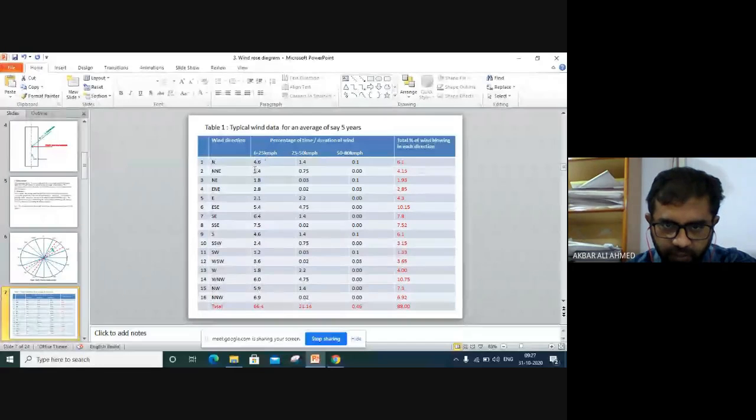First column is serial number. Second column is wind direction. Third column is the percentage of time, or percentage of duration, of wind. So within 16 to 25 kilometers per hour wind speed, the wind will run in the north direction for a total of 4.6% of time throughout 5 years. Then for this speed range, it will run for this percentage. Then in the north direction, with 50 to 80 kilometers per hour speed, it will run for this percentage.